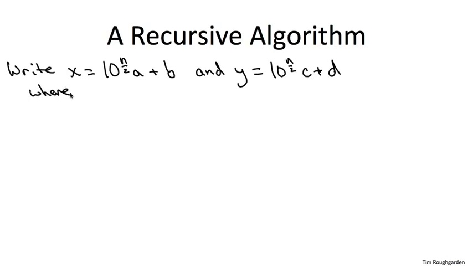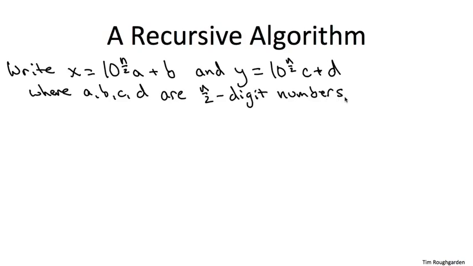Well, the inputs are two numbers, each has n digits. So to call the algorithm recursively, we need to form inputs that have smaller size, fewer digits. Well, we already were doing that in the computations on the previous slide. For example, the number 5678, we treated the first half of the digits, 56, as a number in its own right, and similarly 78.